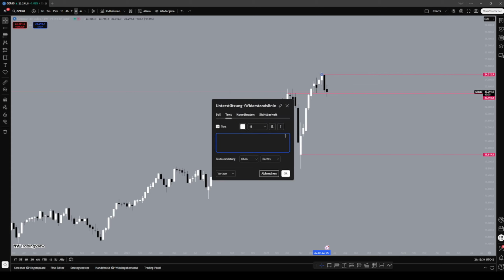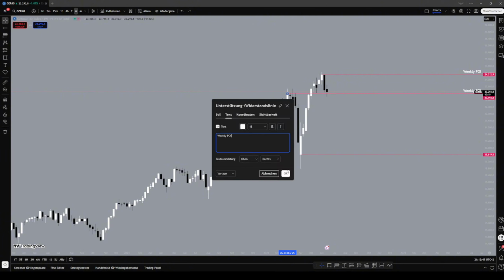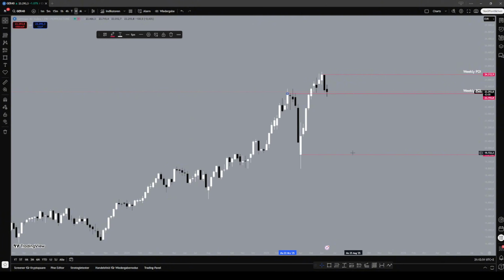And I also will add a note to every zone I created with weekly POI, because later we can use these notes to identify the zones in a lower time frame more easily.